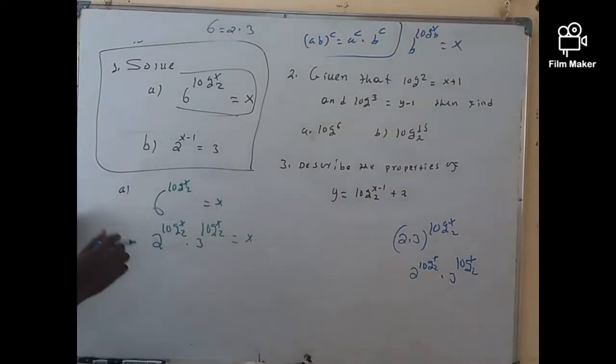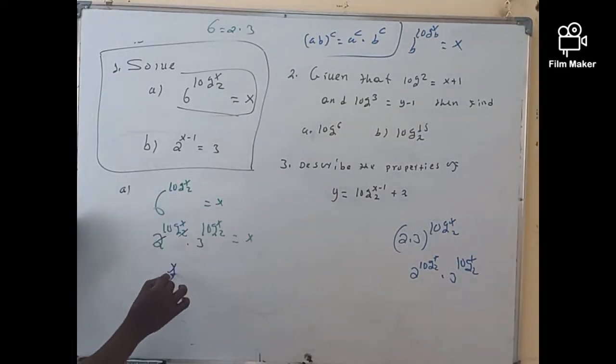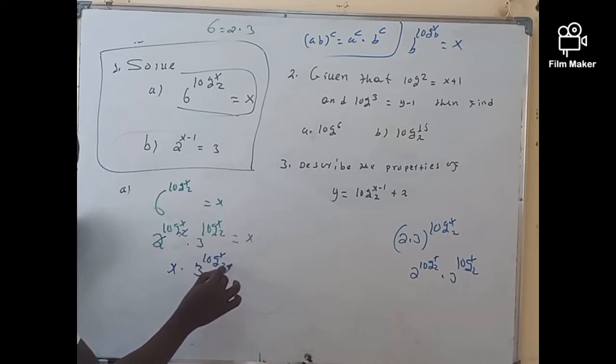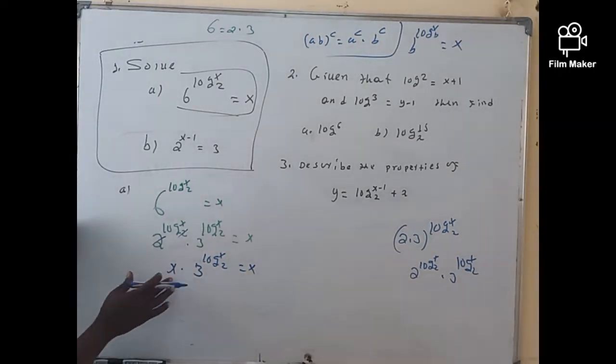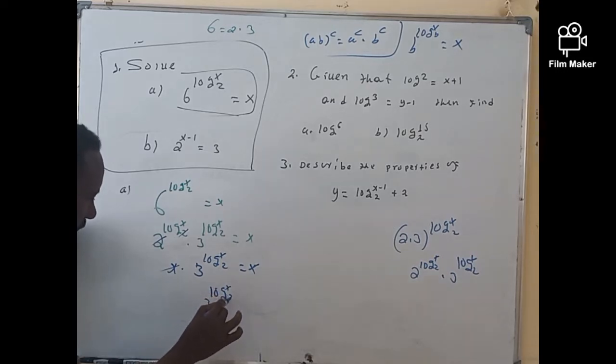Because of that principle, this will be cancelled by this one and you have x times 3 raised to the logarithm of x to the base 2, which is going to be x. Then how are we going to solve this one? Now you can divide both sides by x, and x cancels with x. 3 is left, raised to the logarithm of x to the base 2.